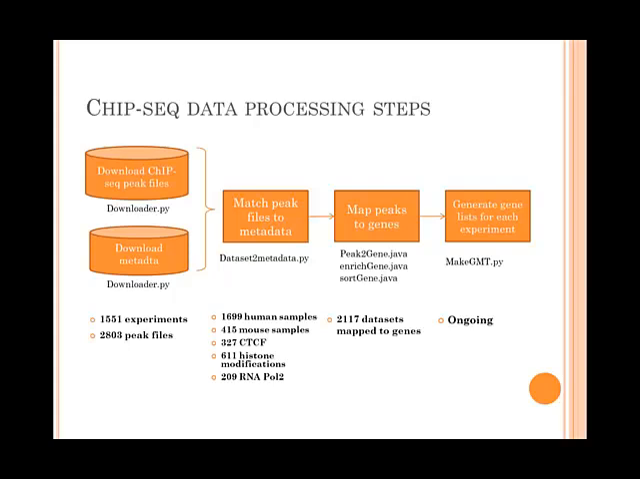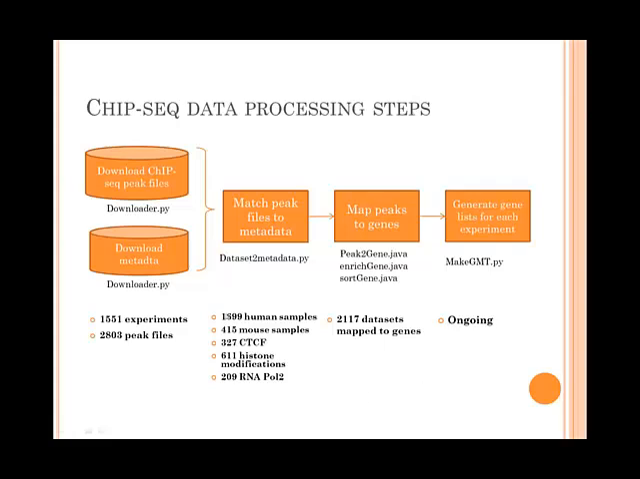So after I match the peak files to metadata, these peak files are in the BED format, meaning that for each peak there are chromosome coordinates. And then I take these coordinates and map them to genes, meaning that I look for the genes that are close to this peak. And then I generate a gene list for each of the experiments. I did most of the steps using in-house scripts in Python and Java.